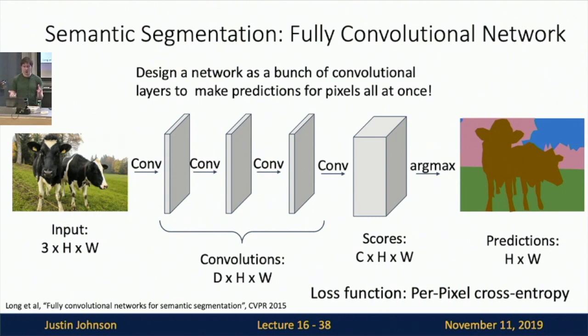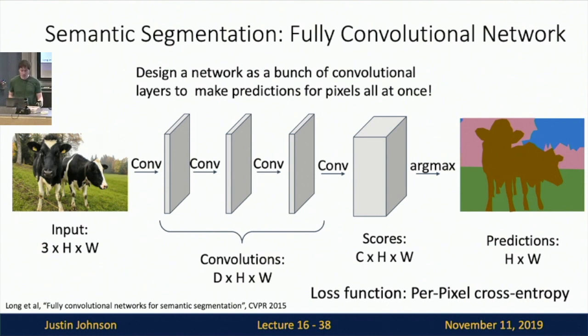And then we can interpret the output of this final convolutional layer as a score for each pixel in the image for each category that we want to detect. And then you could imagine doing a softmax over each of the scores at each pixel to give us a probability distribution over the category labels at each pixel in the image. And then we can train this thing using a cross-entropy loss per pixel.